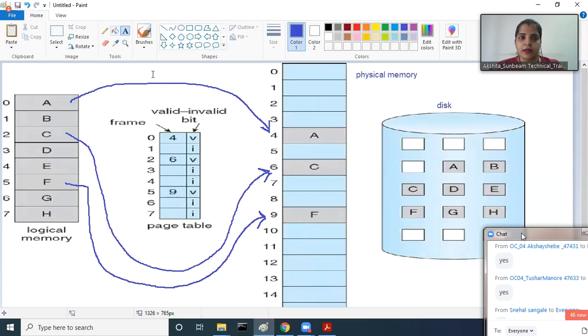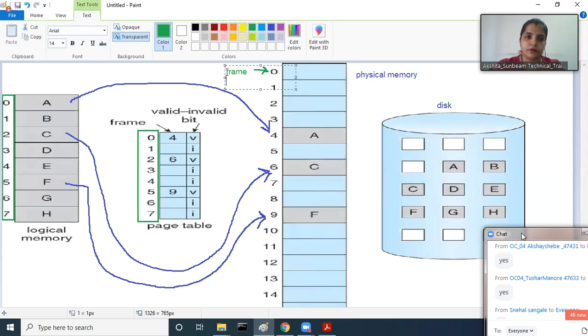Now, look at this very carefully. This page table index number remains fixed: 0, 1, 2, 3 up to 7. These page table numbers will remain the same. Right? At this point, this is nothing but physical memory, meaning the main memory. In physical memory, we call this the frame number. Yes or no? Everyone, the actual frame number.